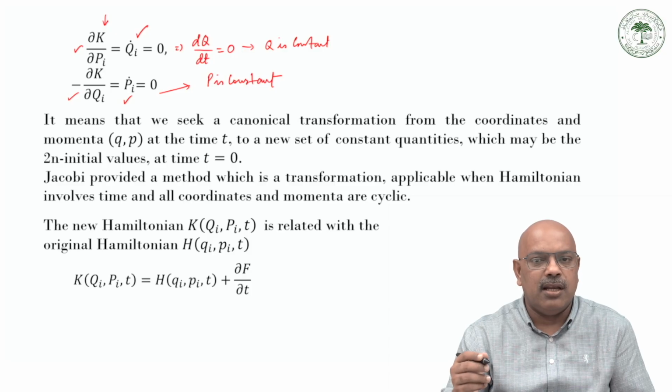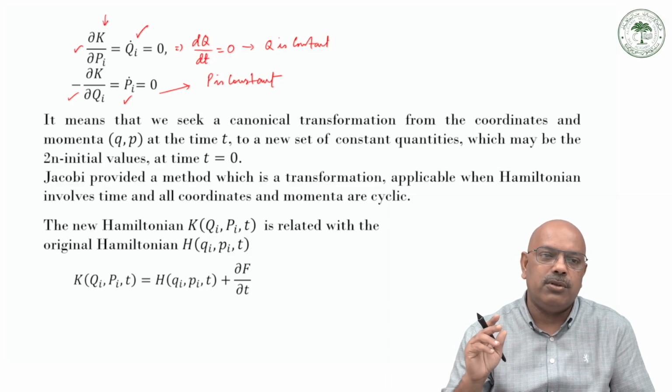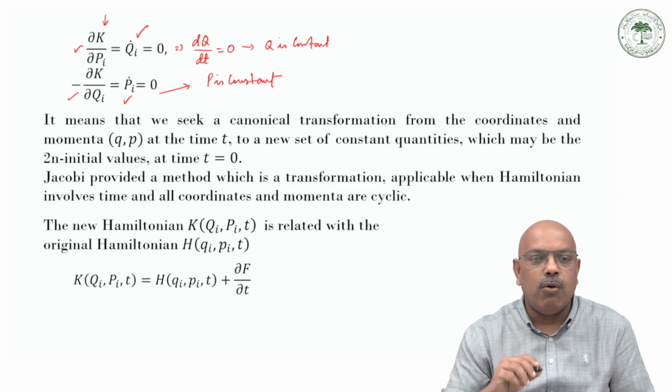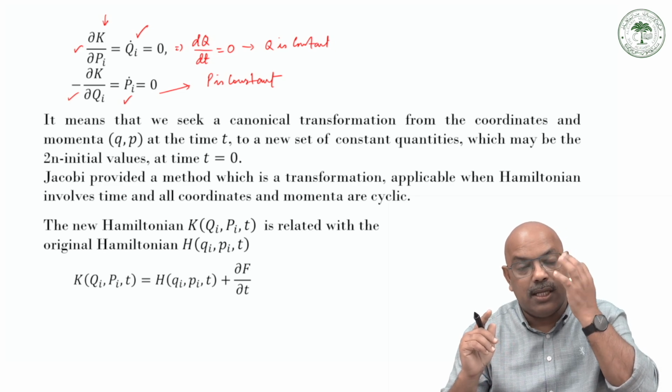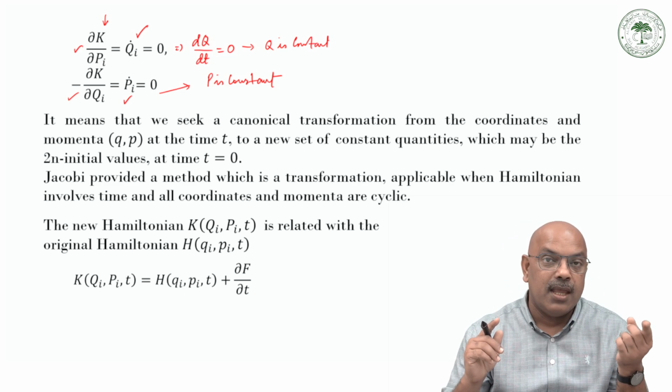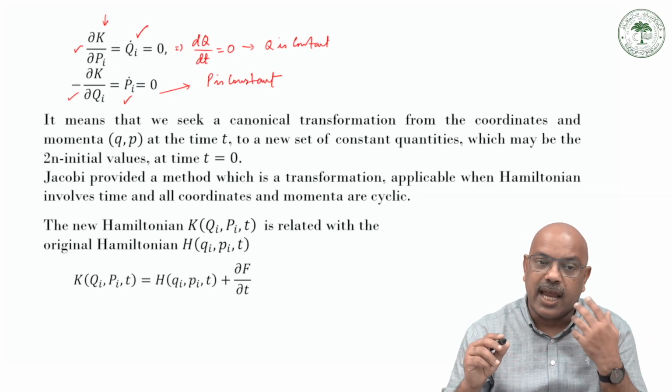This is important: the Hamilton-Jacobi formulation, or method, whatever you say, is a transformation that has to be canonical, and it is applicable when your Hamiltonian involves time, and all coordinates and momenta are going to be cyclic in that case, because for cyclic variables you know that the corresponding momenta are going to be constant. So that's why it is going to be cyclic.